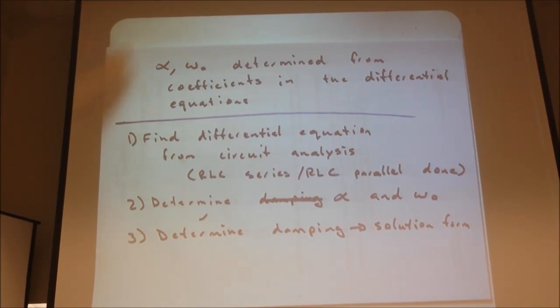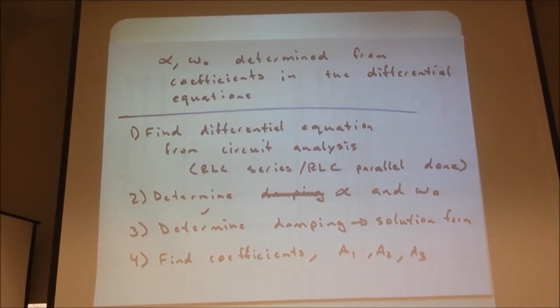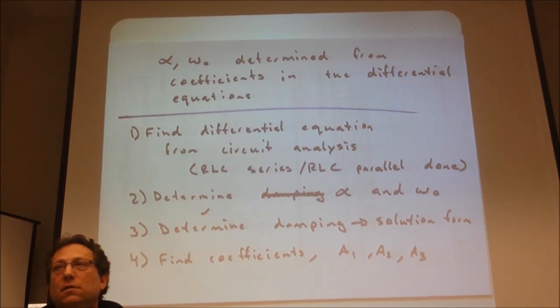Once you're in that form, what are we going to do? Well, you solve. You need to find the coefficients, A1, A2, and A3. How are we going to find those? Well, one of them is the same as the first order. For our DC step function sources, what do we know? Well, if we have a step function source, one of these we can always do quickly. Which one can we always do fairly quickly?